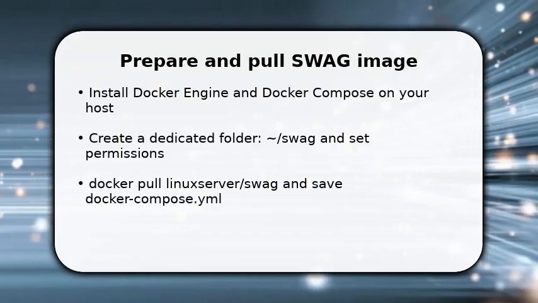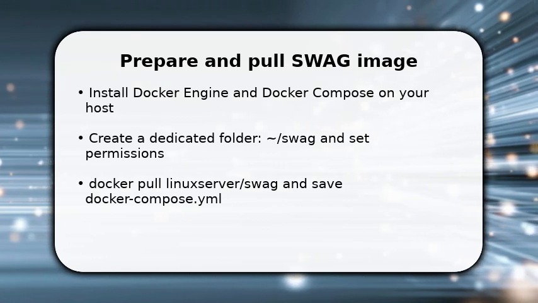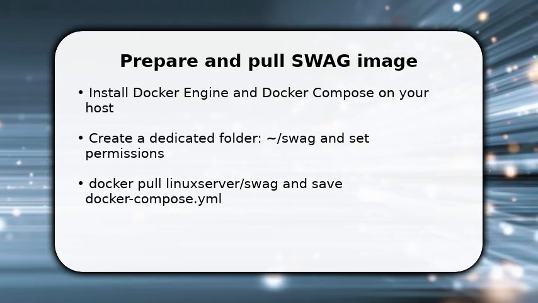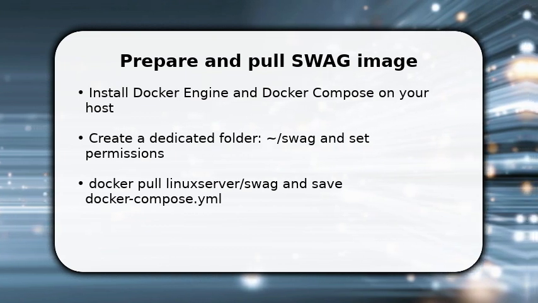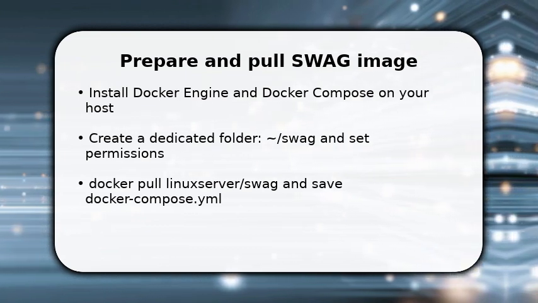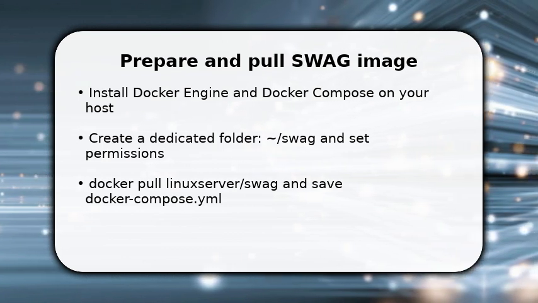You start by preparing the host. Install Docker Engine and Docker Compose, then make a ~/swag directory for persistent data. Once ready, pull the linuxserver/swag image immediately so you have the exact runtime.